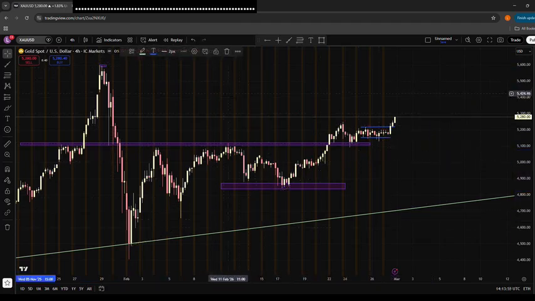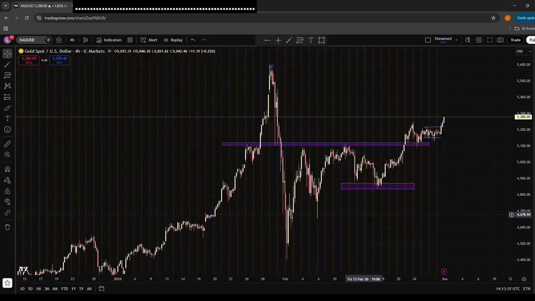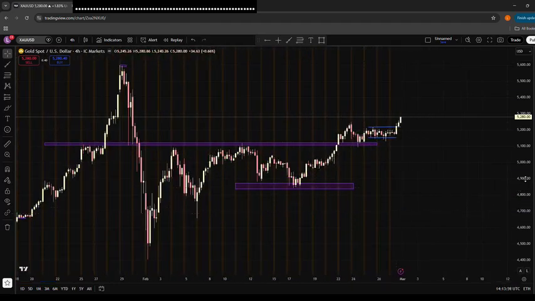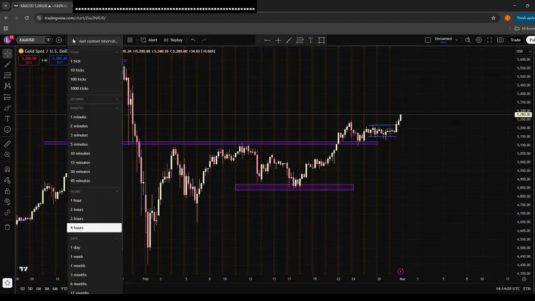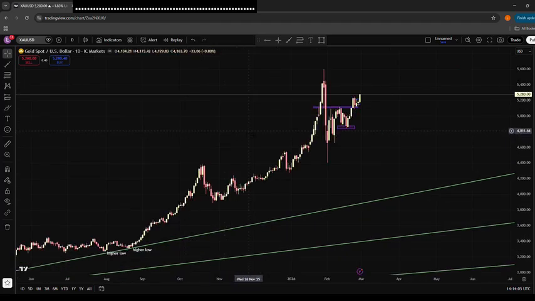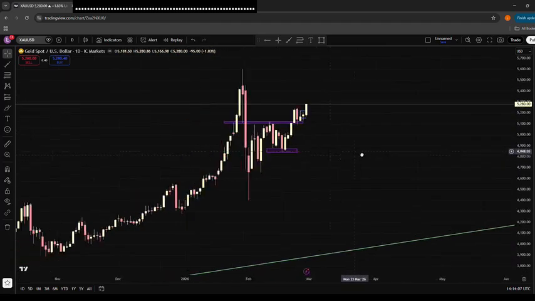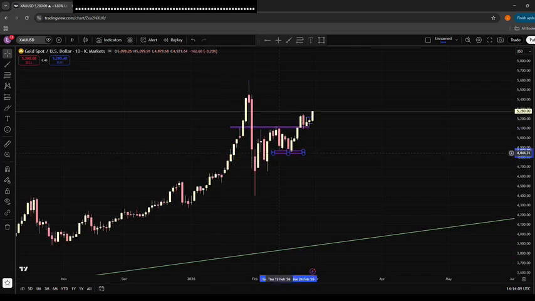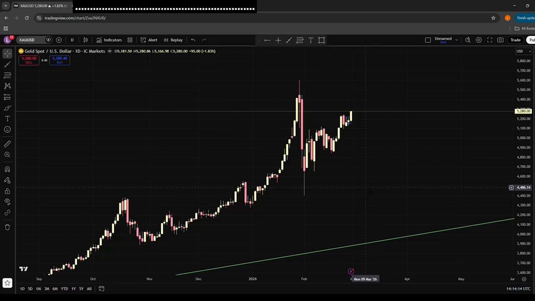So what we do is start on the highest time frame. I generally start on the daily. Let's get rid of these as well, and then I'll show you how I mark these up.